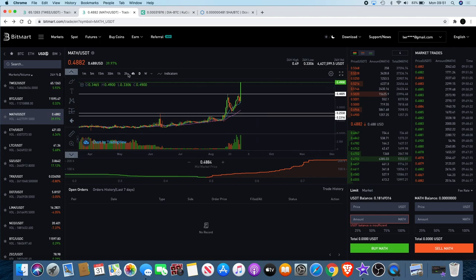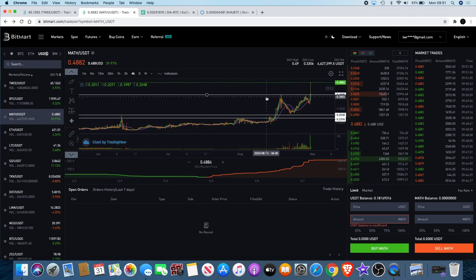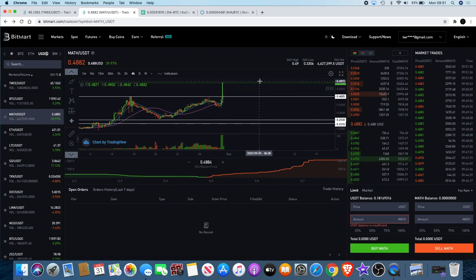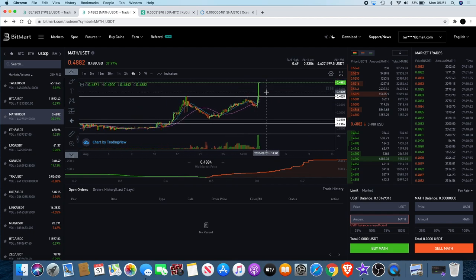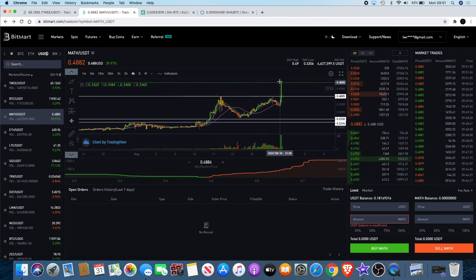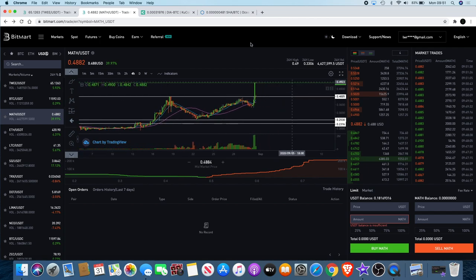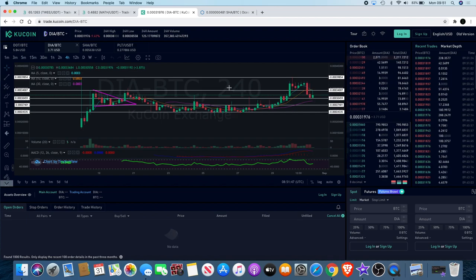So keep an eye on that, and we'll have to see how that plays out for the rest of the day. I do expect it to go much higher. It might come down a little bit first, or we might put in a flag maybe. Let's see what happens.